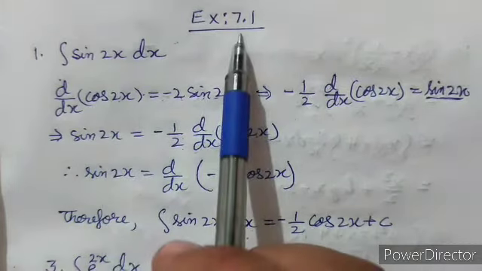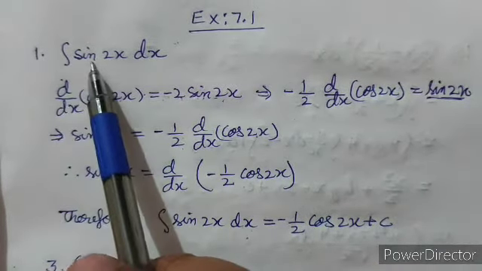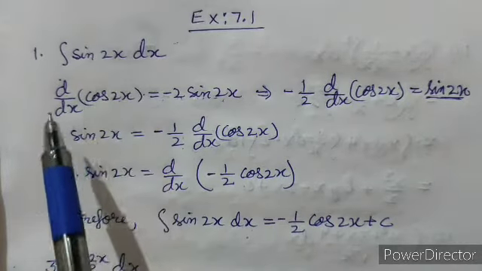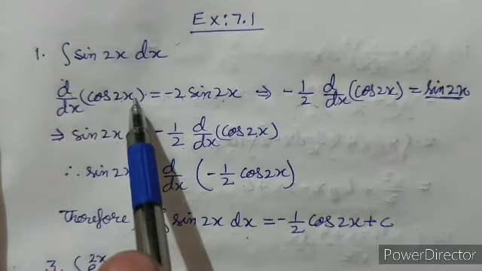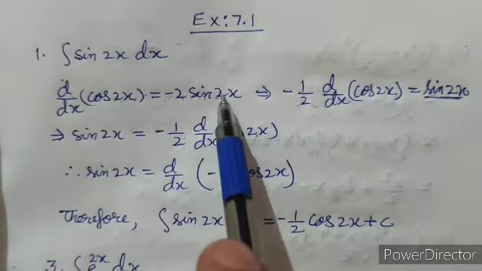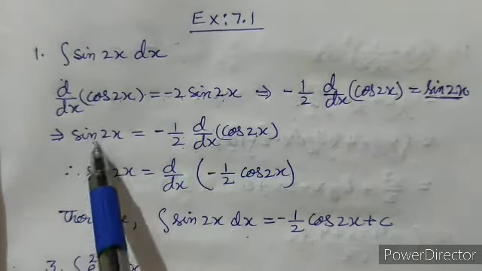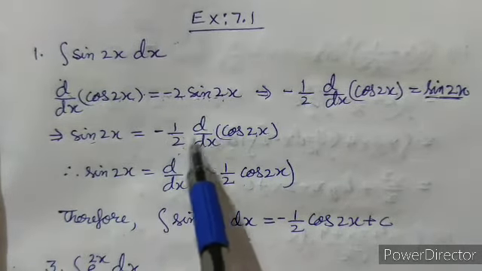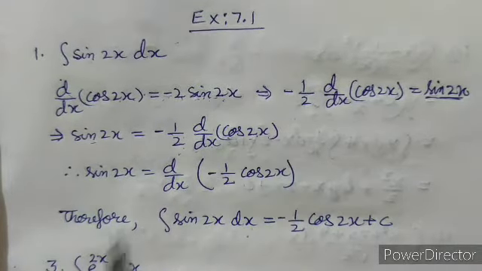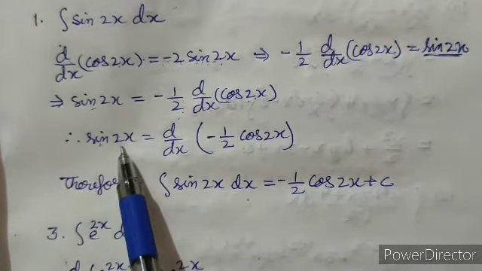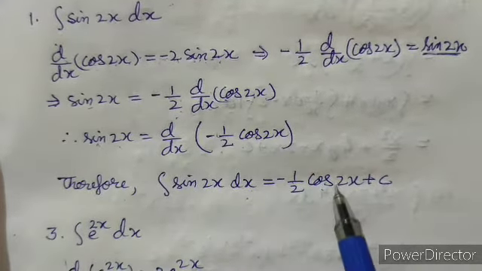Now come to exercise 7.1. In question number 1, we have to find the integral of sine 2x. As we know that d by dx of cos 2x, or the derivative of cos 2x, is minus 2 sine 2x. Now on dividing both sides by minus 2, we can say that sine 2x will be equal to minus 1 upon 2 d by dx of cos 2x. That means the integration of sine 2x will be equal to minus 1 upon 2 cos 2x plus c.